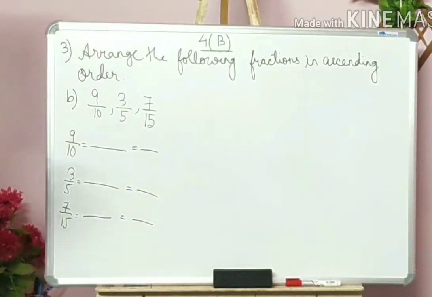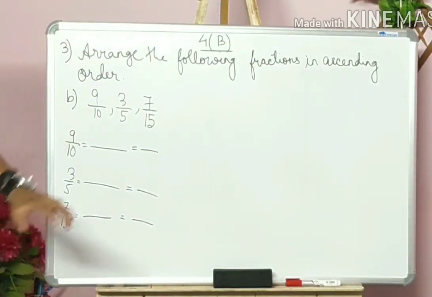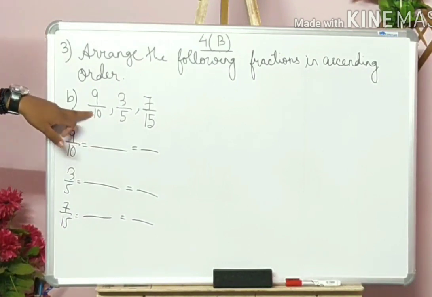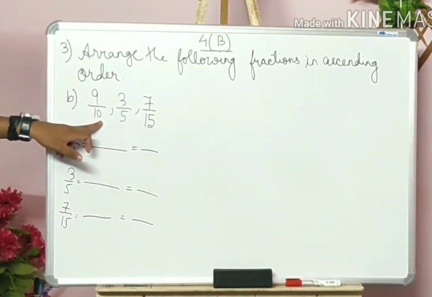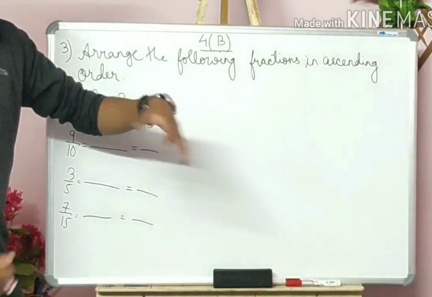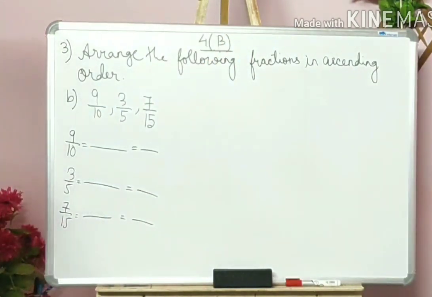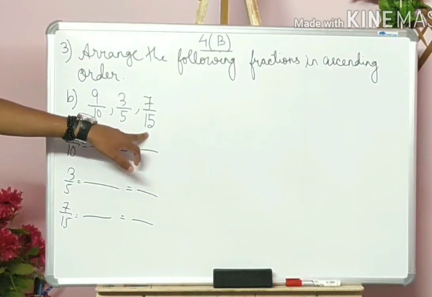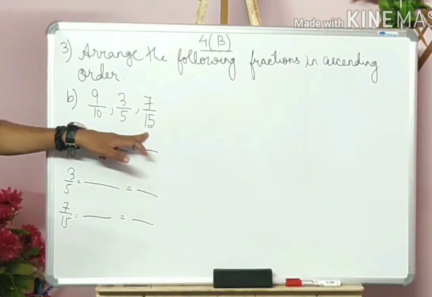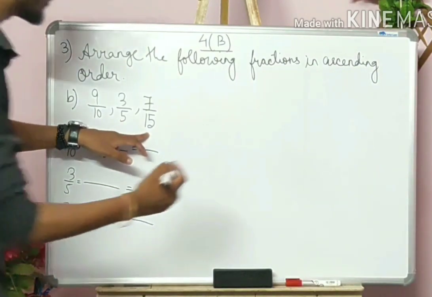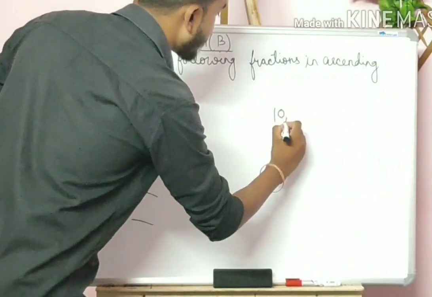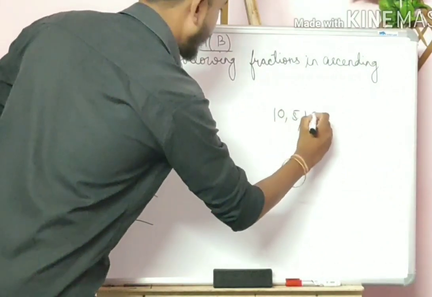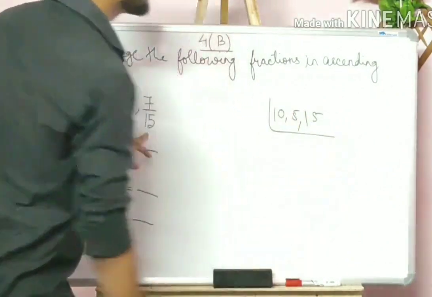Now you see what you will do. You will see the denominators of all the fractions. Here 3 fractions are written, but it may be 4, 5, 6, 7, any number of fractions. The same method we are going to apply. We will see only the denominators: 10, 5 and 15. So we are going to find the LCM of these numbers. We have done this in the last chapter about the LCM, so I think it will not be a very big deal to find it.